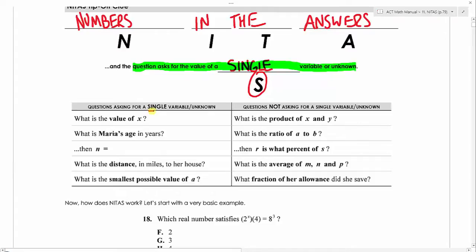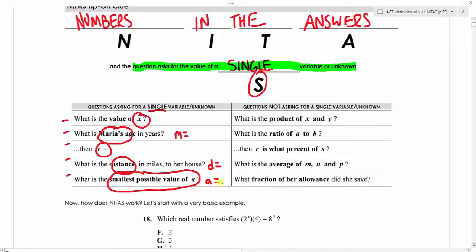Now, what does a question asking for a single variable or unknown look like? Well, it looks like all of these examples here on the left. Notice this question is just asking for X. That is one single variable. This one is asking for Maria's age, which is basically the same as asking for what M equals, if M stood for Maria's age. This is asking for N. This is asking for the distance. That is like asking for what D equals. This is smallest possible value of A. So this would be what is the smallest possible value of that A variable.